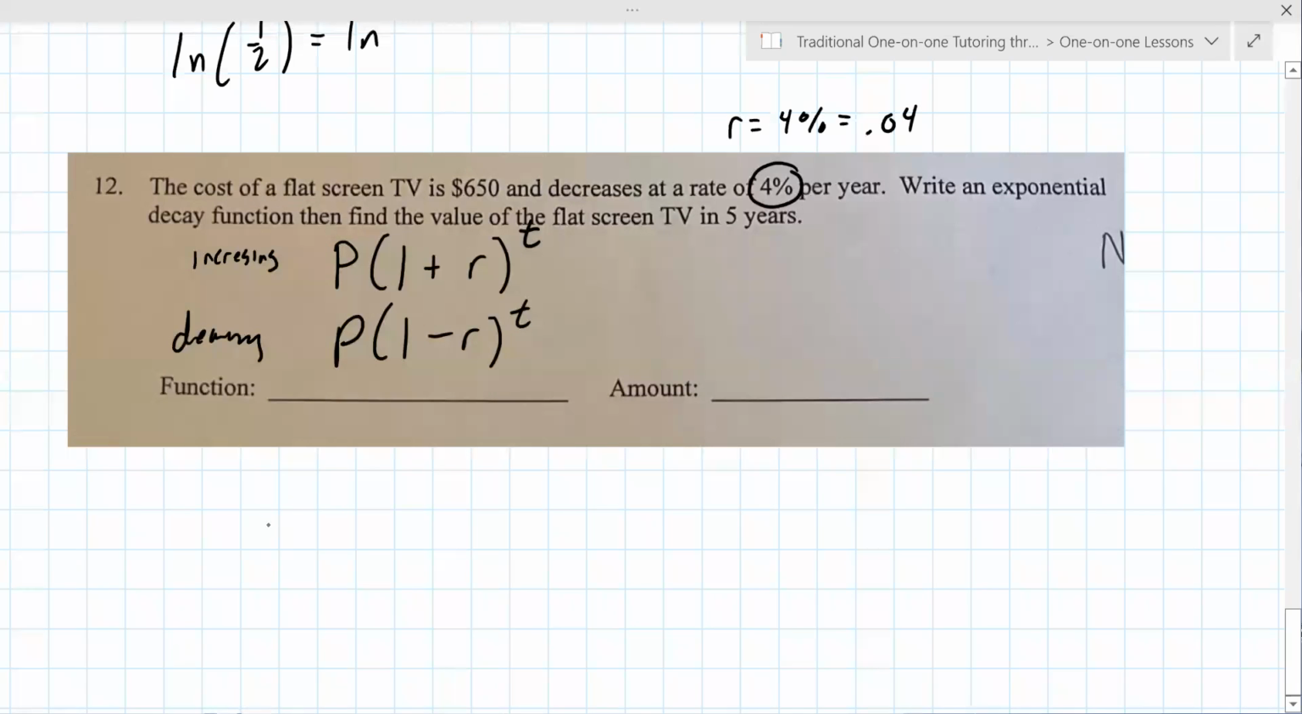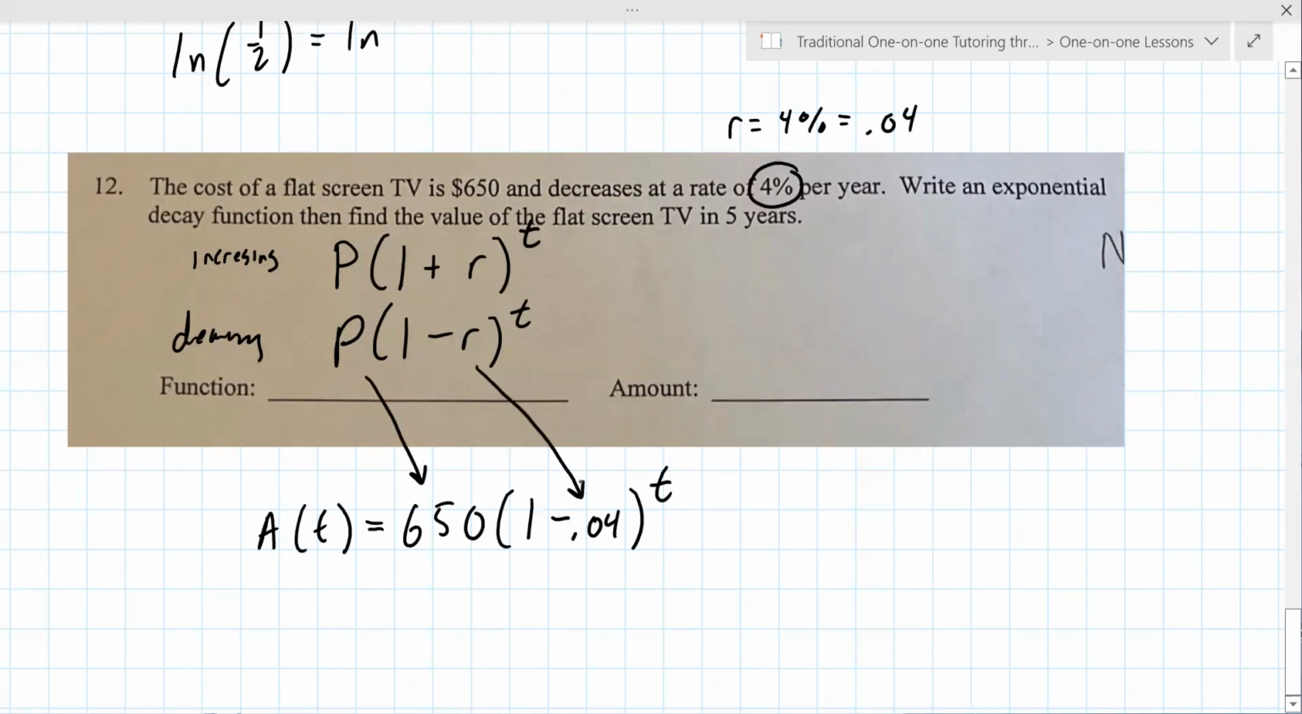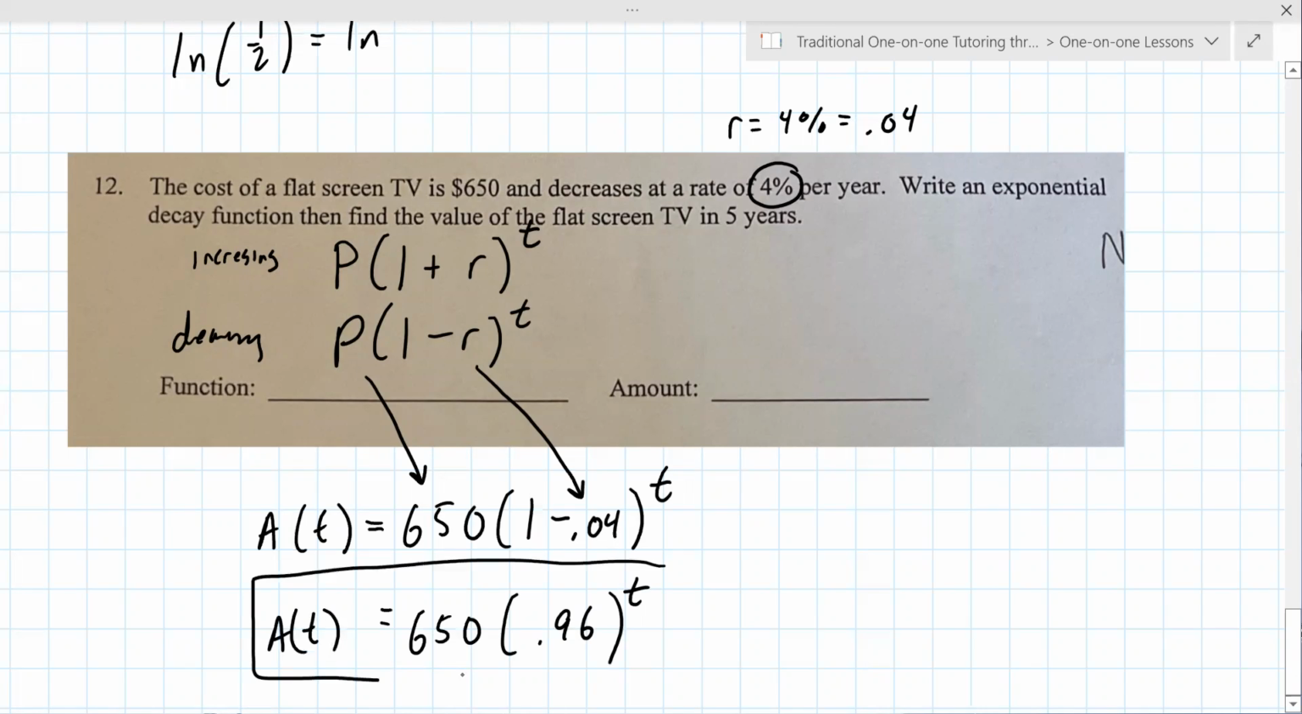So your function is the amount that you have at some time in the future is how much you started with, 1 minus 0.04 to the power of T. So I'm just putting 650 in for P and 0.04 in for R. And then this reduces to 650 times 0.96 to the power of T. So that's your function. That's your first line on the left.